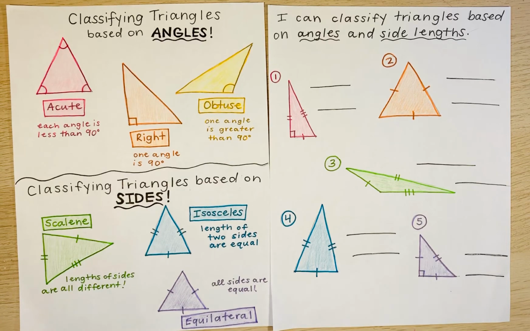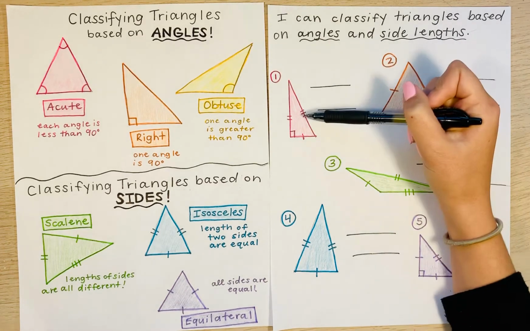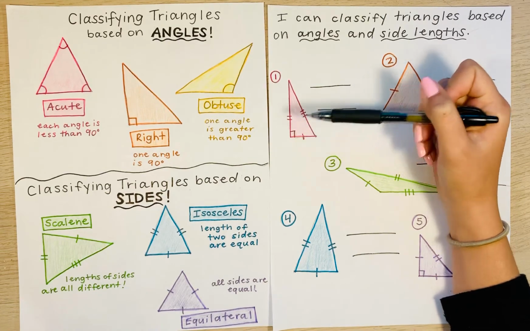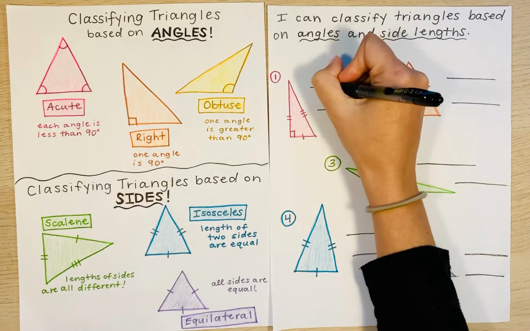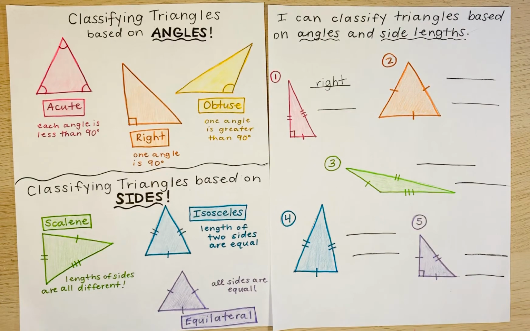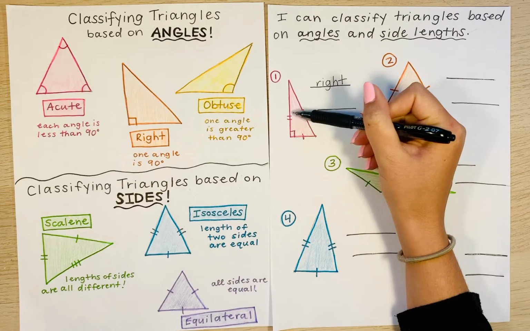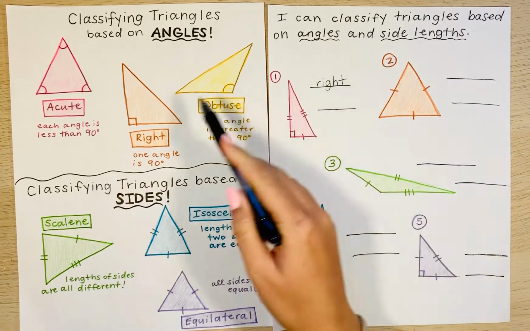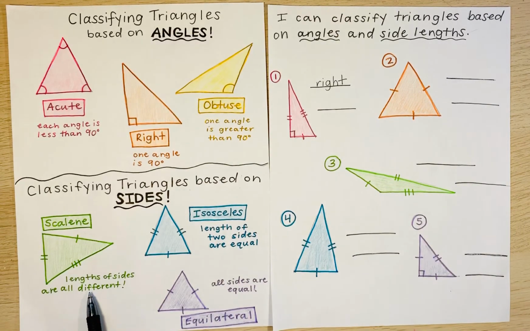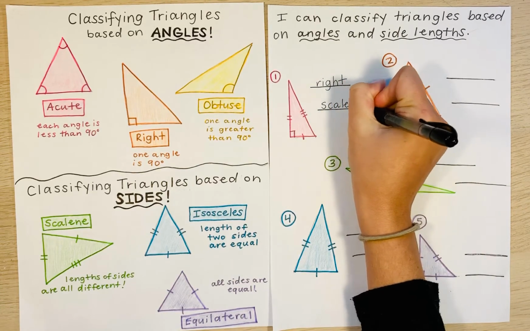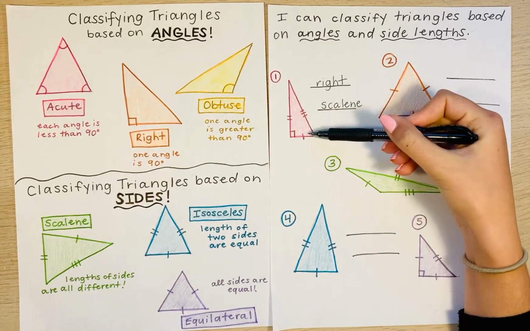So let's try a few practice problems. For our first triangle, I automatically see this little box, which tells me that's a right triangle. So I'm going to first classify the triangle by the angle. Next, I need to take a look at the lengths, and based on these tick marks, I see that they're all different lengths. So using this chart here, I can see that's a scalene triangle. So I have a right scalene triangle.